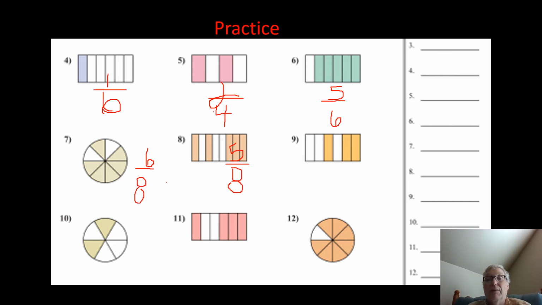Go to number 9. Again, I'm going to find the denominator. It's 1, 2, 3, 4, 5, 6. So our denominator is 6. The numerator is 3. 3 out of 6 are orange. And let's go down to number 10 here. I'm going to let you do this one yourself in your head. I'm going to give you some time here. Find the denominator by finding how many total equal parts. You should have gotten 6. And how many are the colored shaped pies? 2. So 2 out of 6 are the colored shaped pies.